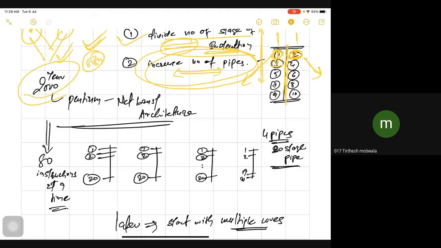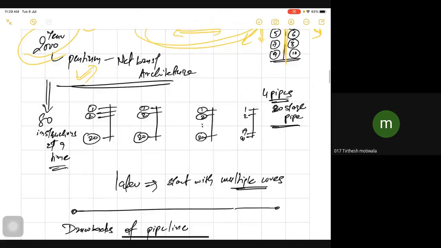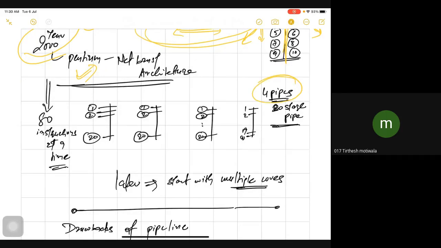In 2000, Pentium launched a new architecture called NetBurst architecture, which can have four pipes, and each instruction is divided into 20 stages. So at a time, you can work on 80 instructions. Understand? Because I am having four different pipes available, and each pipe can execute 20 instructions parallelly. So 80 instructions are working in the background parallelly. That is the advantage of NetBurst architecture.